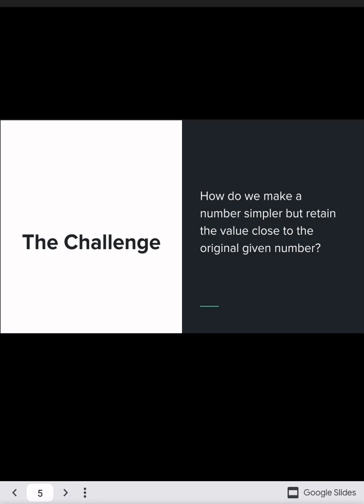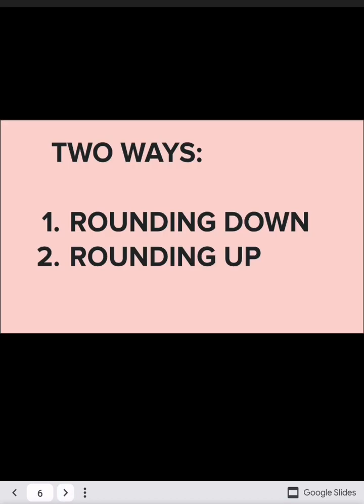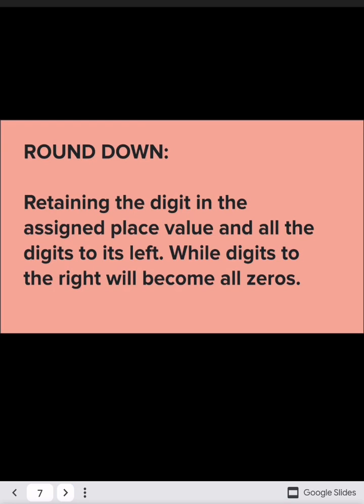All right, so there will be two ways for us to be able to round off whole numbers. Number one, we round down. And then the next one is rounding up, the opposite way. So rounding down and rounding up. Now, I'm going to teach you first how to round down.